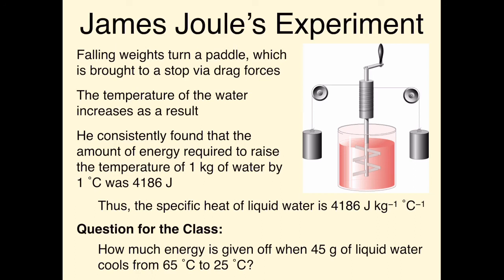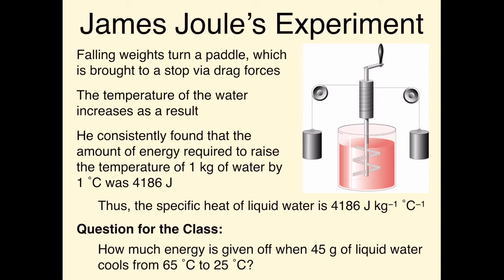So the apparatus, the experimental setup, is shown in the diagram on the right. And so what you see is we have hanging weights that are connected to a pulley by a string, and that string is wrapped around a shaft, which can turn. So if you follow that shaft down, there are little paddles that can also turn, and those paddles are inside a big bucket of water, okay?